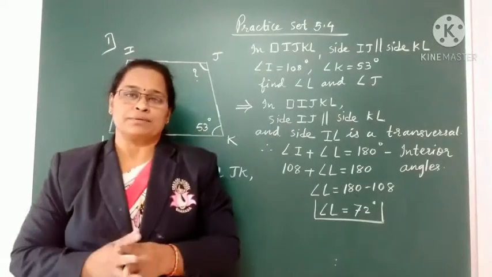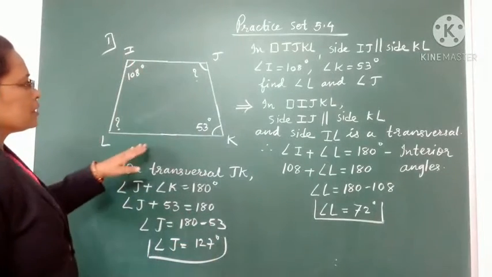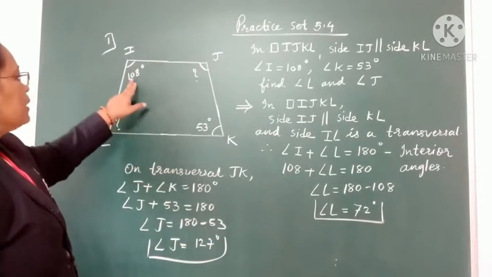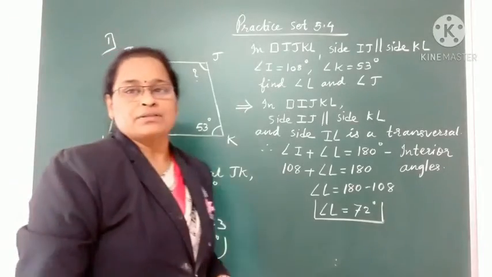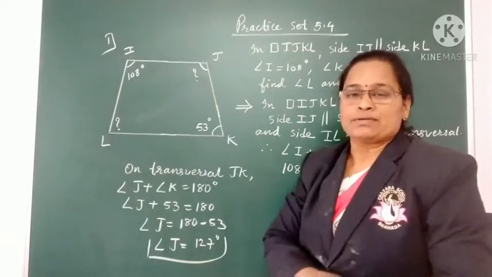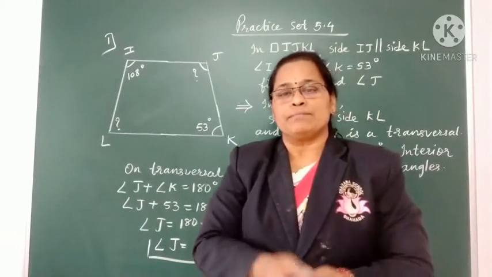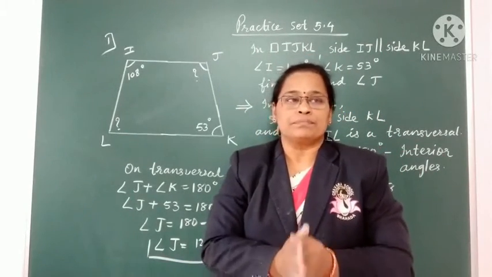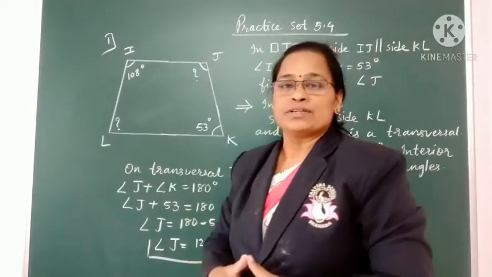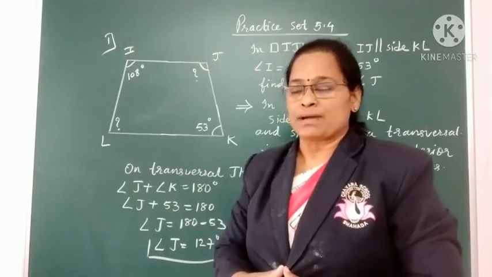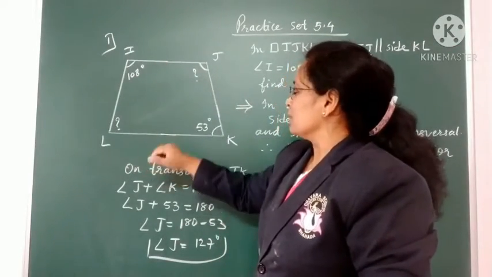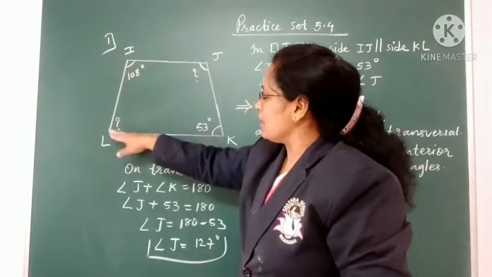In the first example, quadrilateral IJKL is given and side IJ is parallel to LK. Angle I is 108 degrees, angle K is 53 degrees, and we are asked to find angle J and angle L. This is the question. Now here we have to use the property of the trapezium, that is by definition: a trapezium is a quadrilateral in which one pair of opposite sides is parallel. So which pair is given parallel? Side IJ and LK.